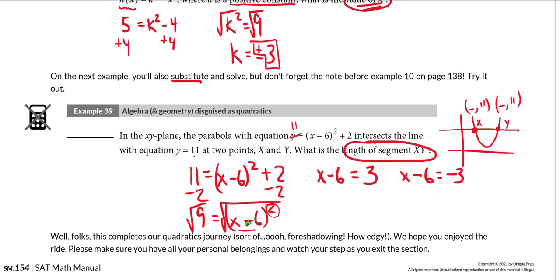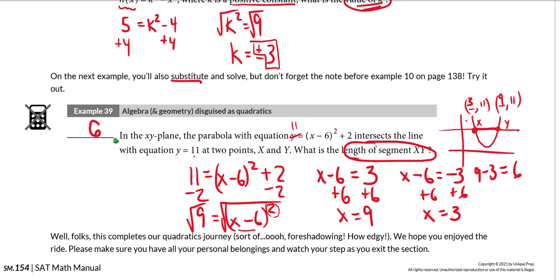If x minus 6 equals 3, 3 squared would equal 9. If x minus 6 equals negative 3, squared would also equal 9. So we have to account for both scenarios, which is how we are going to get the x coordinates at both of these points, x and y. So plus 6, we get x equals 9, plus 6, we get x equals 3. So one of these has to be a 3, one has to be a 9. Let's do 3 on the left, 9 on the right. They wanted the length of segment xy. Well, the length of a segment between 9 and 3 is 9 minus 3, which equals 6. The length of segment xy is 6 here.